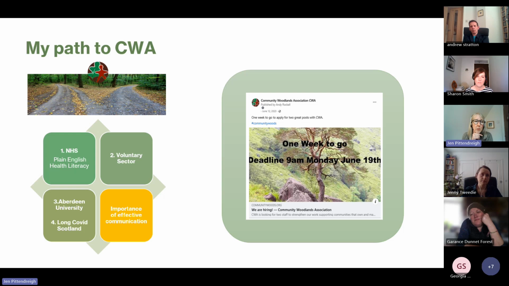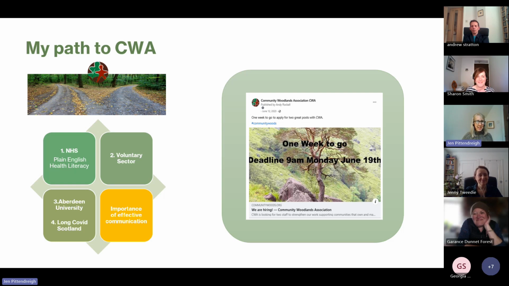Then I got a short-term post with Long COVID Scotland, who are a charity, a similar-ish type thing. So anyway, my point is communication was important in all these posts, hugely important. It's something I really enjoy, and it made me realise that what I need to look for is a job in communications.